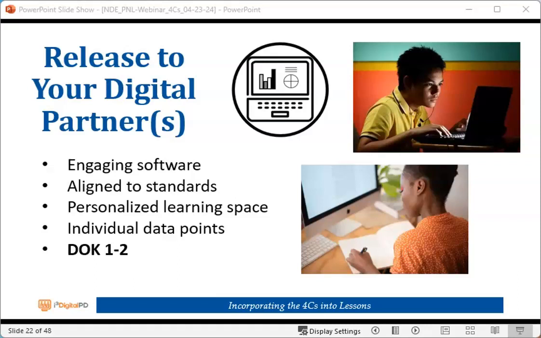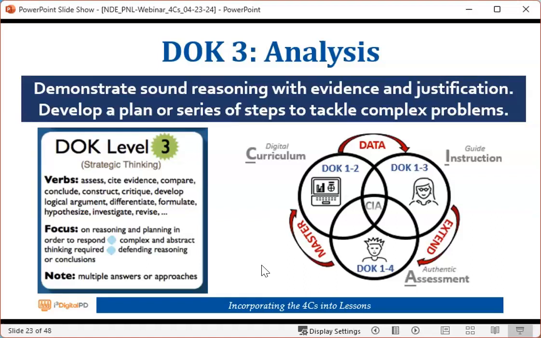Now, this is where we get off the software. We're not going to be using software to get our kids to DOK level 3, because DOK level 3 is really deep thought analysis. This is where we're asking kids to actually think about sound reasoning with evidence and justification. So I might ask them, explain your thinking. Justify your answer with evidence. And here's where you start getting multiple answers or multiple approaches to solving problems. Look at these great C words: conclude, construct, critique.